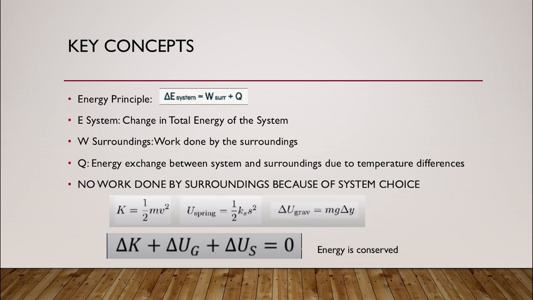In this equation, delta E is the total change in total energy of the system, W is the work done by the surroundings on the system, and Q is the energy exchange between the system and its surroundings due to differences in temperature, but we will ignore this term for this experiment.